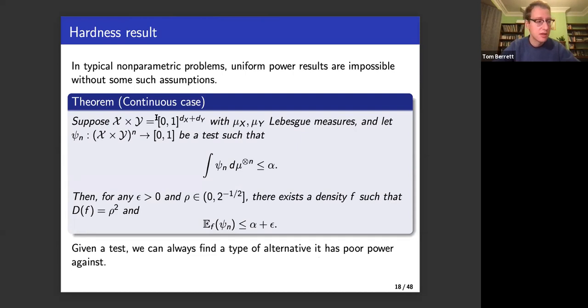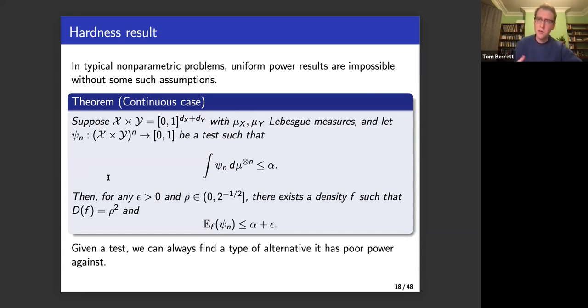So if we restrict attention to the case where X and Y are continuous and they take values in the unit hypercube, then what this result says is that for any sample size and any separation, so any strength of dependence, and any test, I can always find some distribution which is in a blind spot for this test. So for any test and any sample size, I can always find a distribution for which this test has poor power. This result rules out any power results that are uniform over the entire alternative hypothesis space. And this is the reason that we have to impose smoothness assumptions.